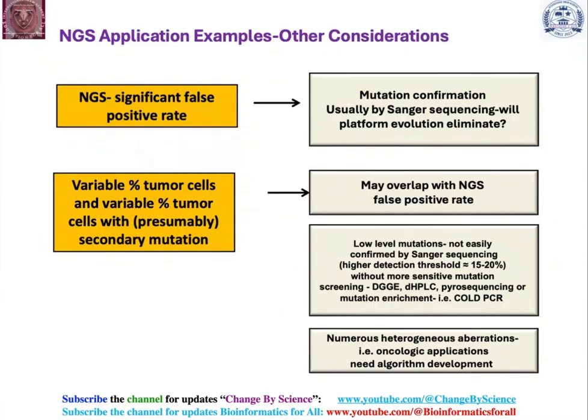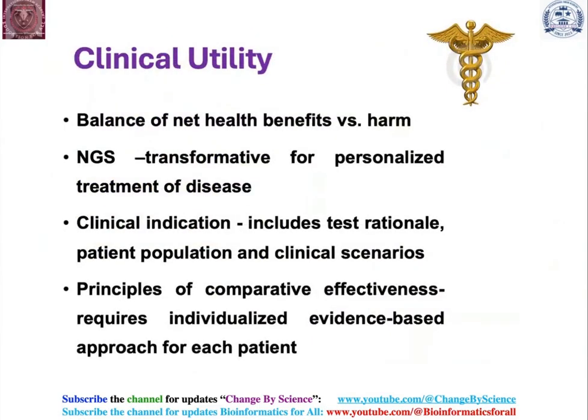Variable percent of tumor cells, and variable percent of tumor cells with presumably secondary mutation, may overlap with the NGS false positive rate. So numerous heterogeneous aberrations, for example in oncologic applications, need algorithmic development, and now there are a number of algorithms already available. So, clinical utility is the balance of net health benefits versus harm. NGS is transformative for personalized treatment of disease. Clinical indication includes test rationale, patient population, and clinical scenarios. Principles of comparative effectiveness require an individual or evidence-based approach for each patient.